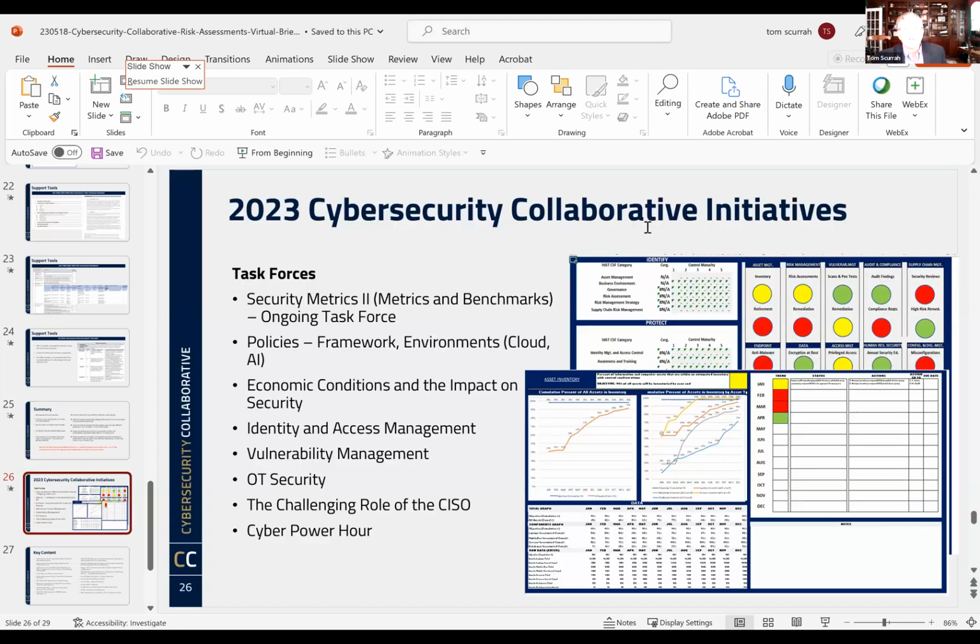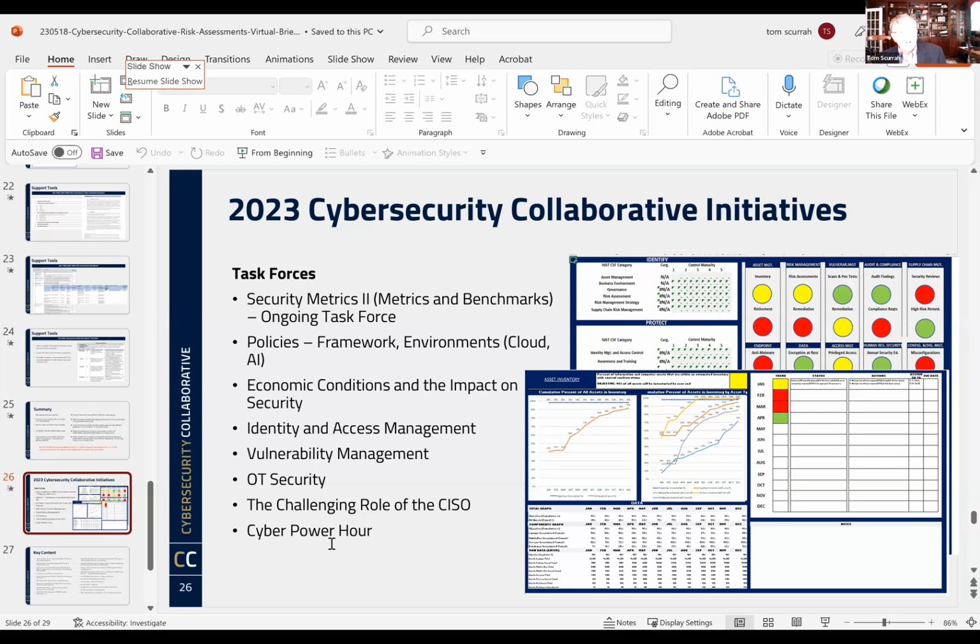I just want to share with everyone some of the other things we're doing in the collaborative. We have a security metrics ongoing task force. We actually got a workbook, and we're improving it in terms of operational metrics and so forth. We encourage new members to come in and join at any time with your security challenges. We have some good guidance documents and tools that we're developing.